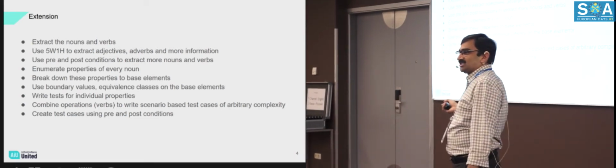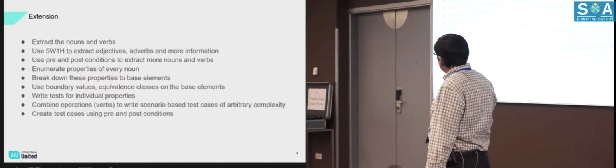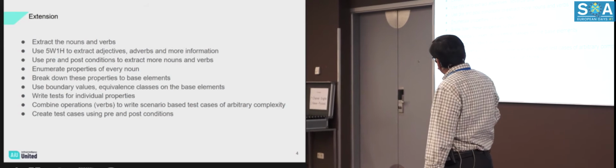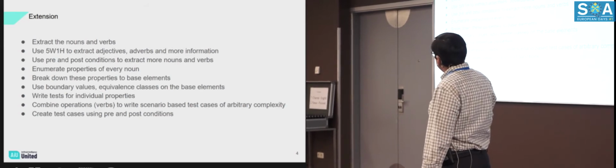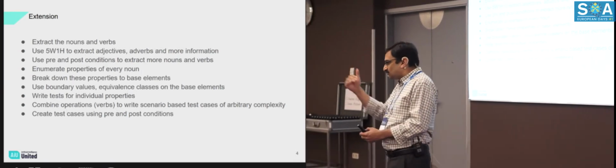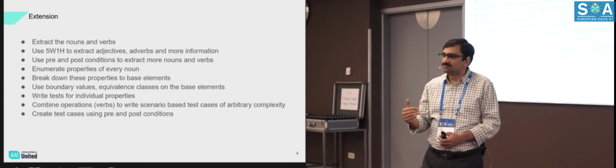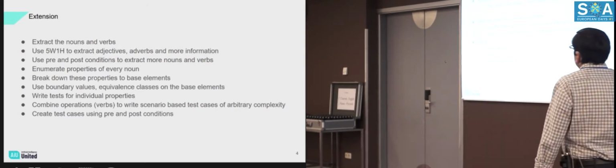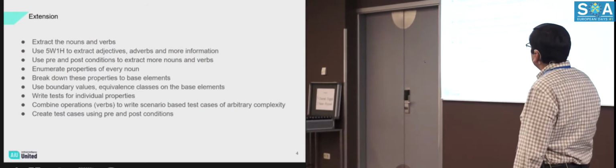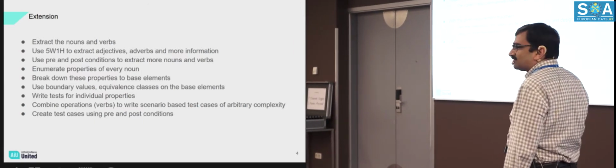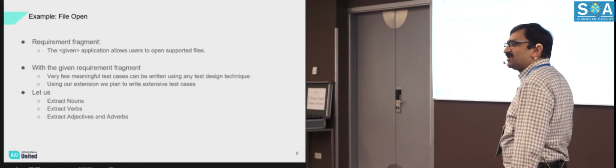5W1H, open questions. Let's look at these things later, but just read this one. Enumerate properties of every noun. What is meant by enumerate? List down properties of a noun. So let's take a look at this. I have this requirement. The given application allows users to open supported files. Can you tell me where are the nouns here?